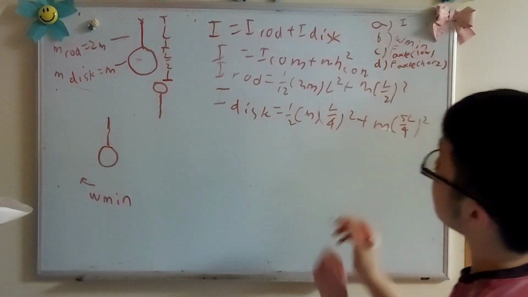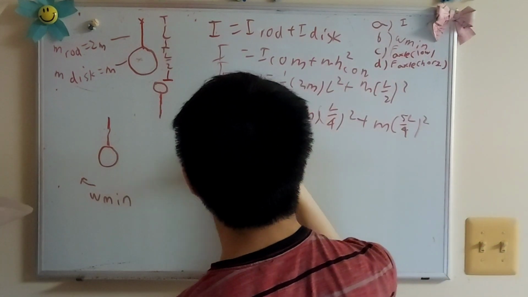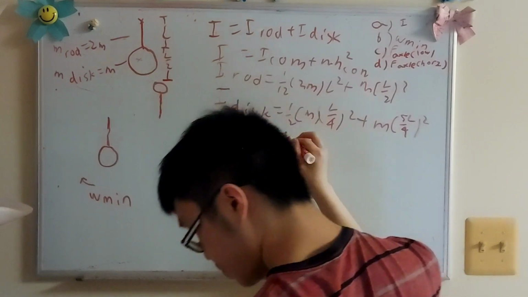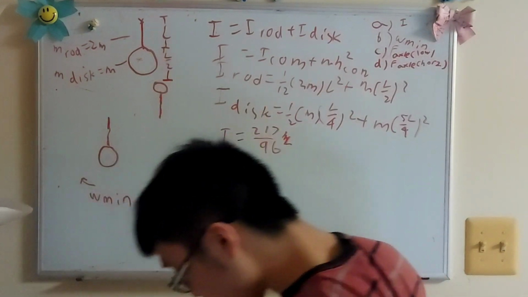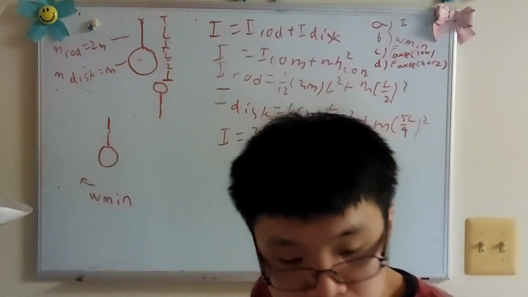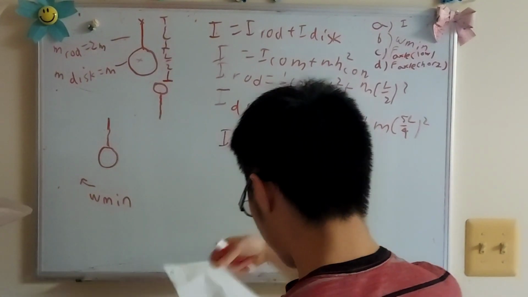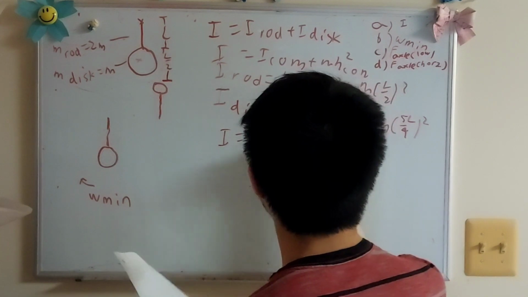And we will be able to solve for these and find out our final inertia would be 217 over 96 ML squared. Let me check if that's right. Yep, it's 217 ML squared over 96.